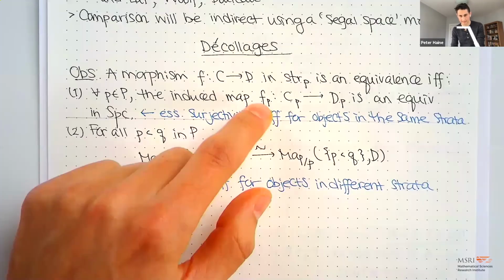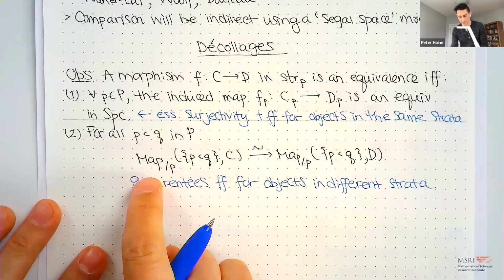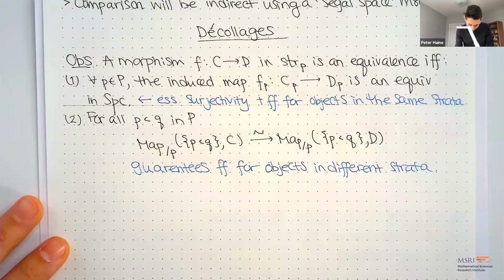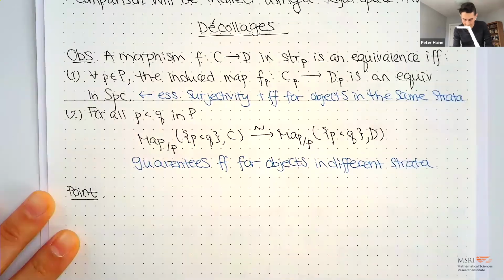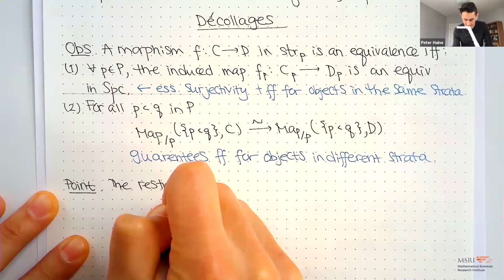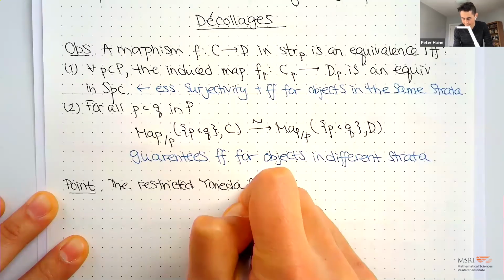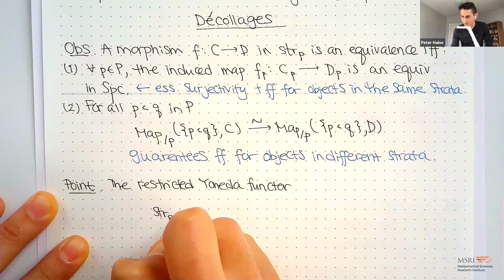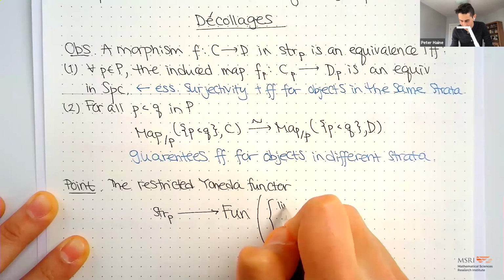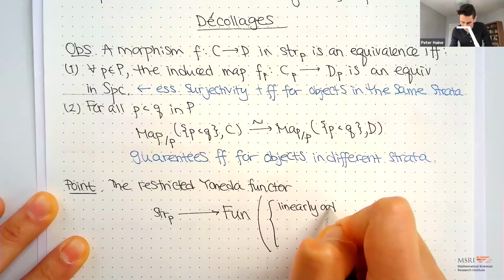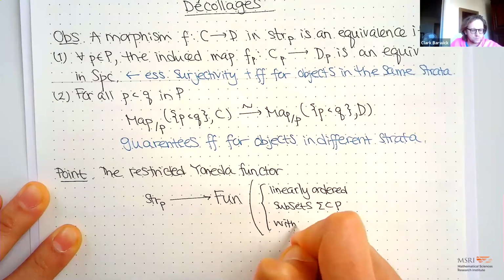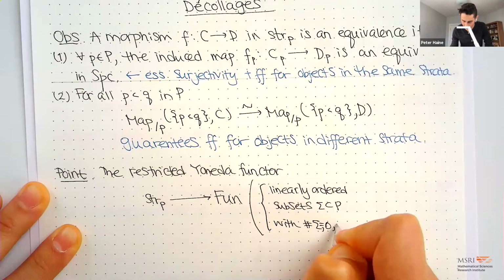Something else to notice is that this p-th stratum is also known as sections over the point little p of the map from C to big P. So what's the point is that, let me say it this way, the restricted Yoneda functor from here to functors from linearly ordered subsets sigma of P with cardinality equal to 0 or 1 to spaces.